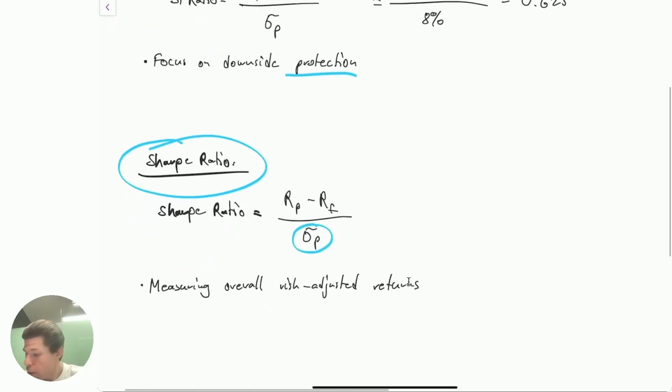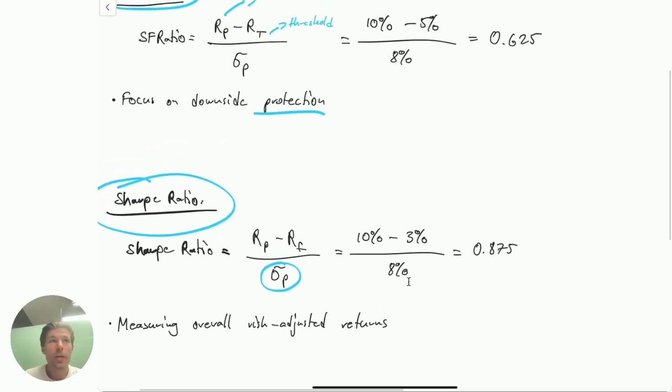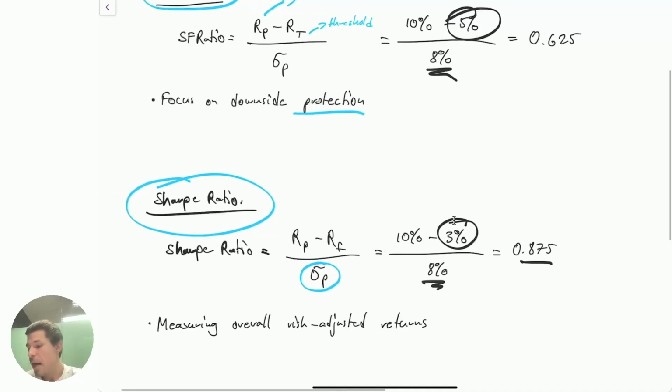If we look at the Sharpe ratio, let's say portfolio return 10%, your risk-free rate 3%, and let's say our standard deviation is 8%, that would give you 0.875. As you can see, it's actually the same calculation. However, here the threshold, or the risk-free rate, is different. A Sharpe ratio of 0.875 means that the portfolio generates 0.875 units of excess return per unit of risk. Again, the higher, the better.